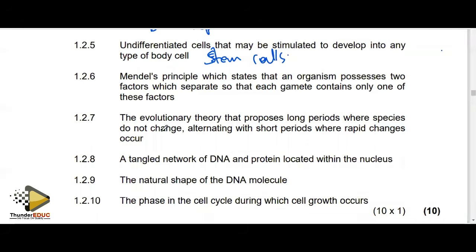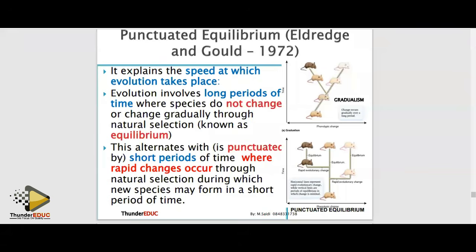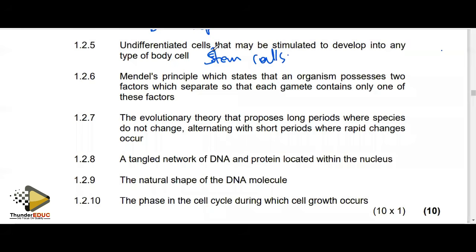If we come back to our question, they're saying a theory that proposes long periods of species not changing, alternating with short periods where the species is changing. So basically, that is the answer. So this is also answered by the book.